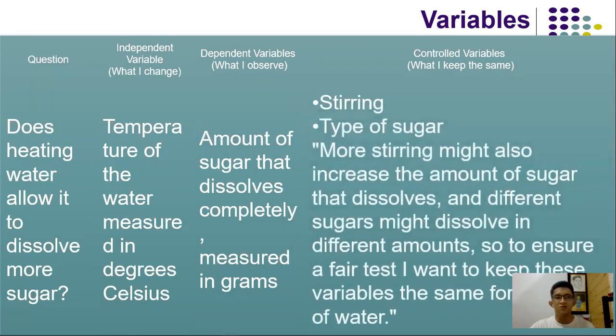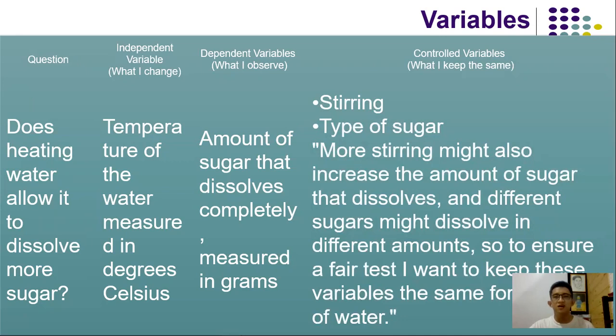Number one, stirring. So kung 10 beses mong hinalo mula dun sa una, kailangan 10 beses mo ring hahaluin sa mga susunod mong trial. Type of sugar. If you use refined sugar, brown sugar, or muscovado, kailangan pare-parehas din. More stirring might also increase the amount of sugar that dissolves, and different sugar might dissolve in different amounts. So we need to ensure that all are the same.